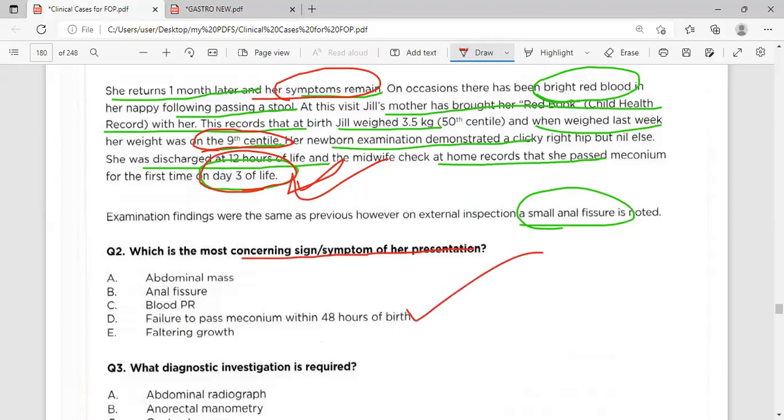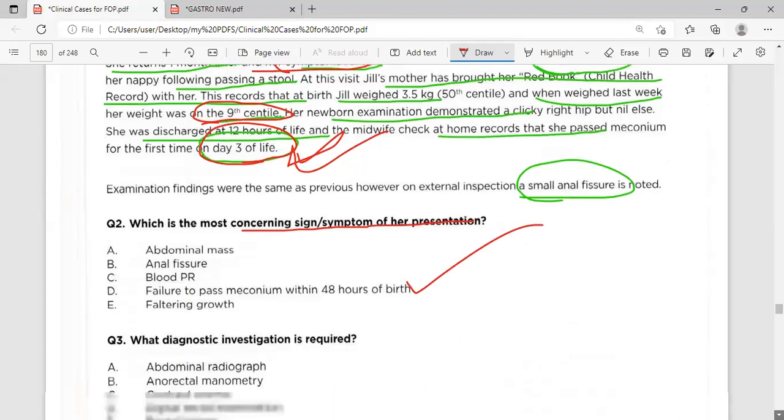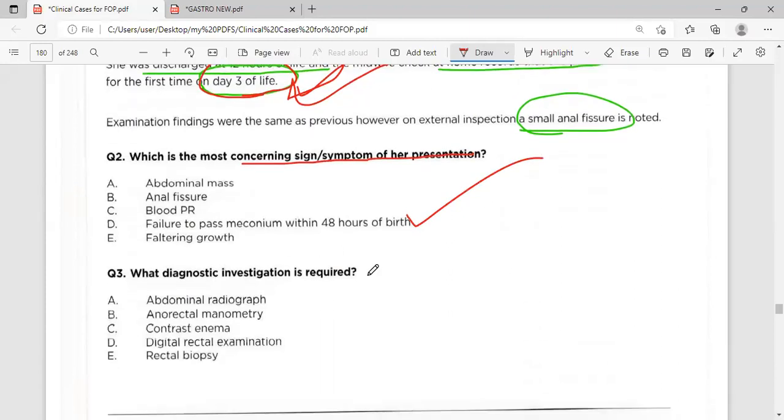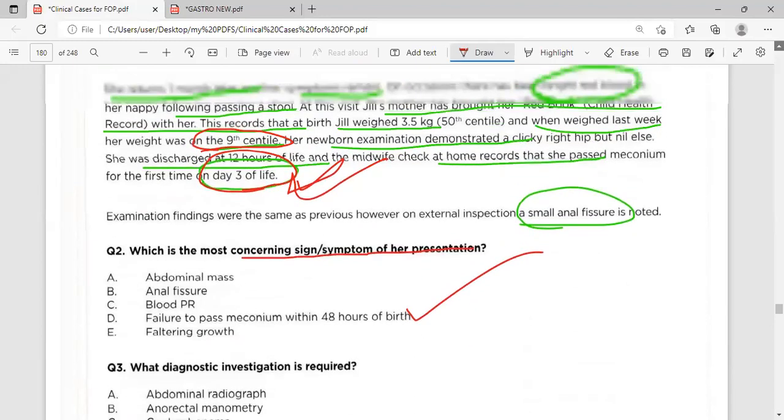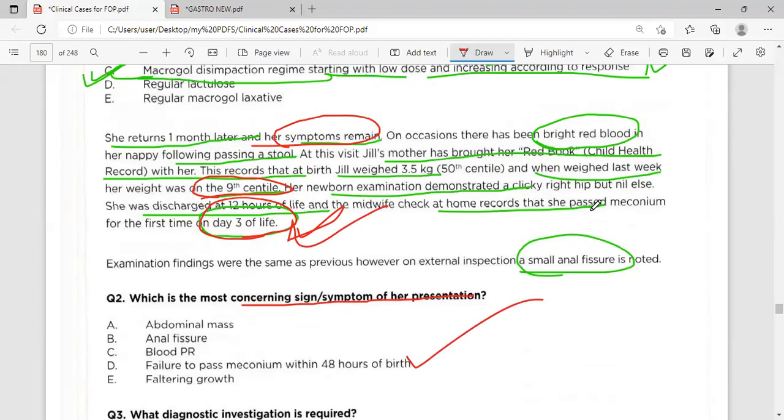Meconium is an important feature that we have to be concerned about. What diagnostic investigation will we do? We'll do a rectal biopsy in case of Hirschsprung disease. And Dr. Fatma, why is anal fissure or faltering growth not the most concerning feature? Why do we have to put failure to pass meconium?